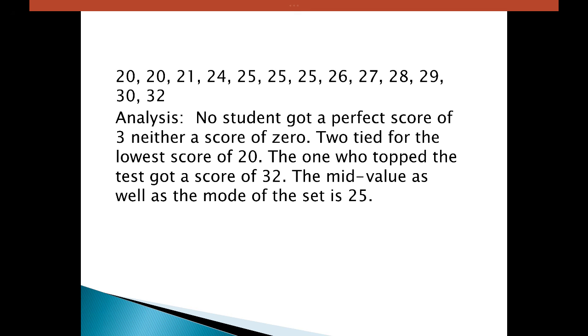Why? It's because it is a 35-item exam, so the highest is only 32. No student got zero, and no student got a perfect score. Two students are tied with the lowest score of 20, and the top is 25. And what's the average score of the students, or the middle value? It is the mode, or the most frequent one here, which is 25. Okay, so that's how you interpret an array.